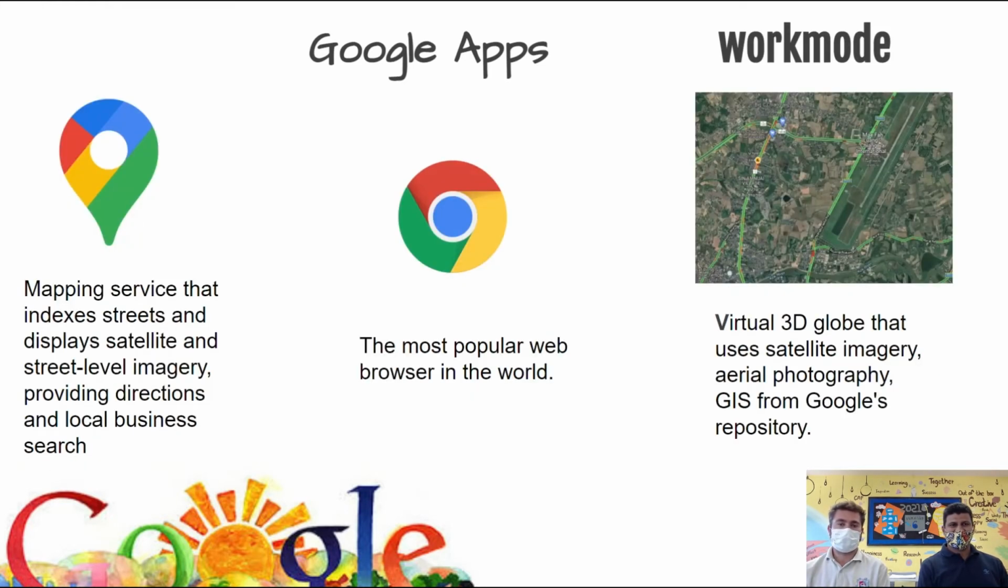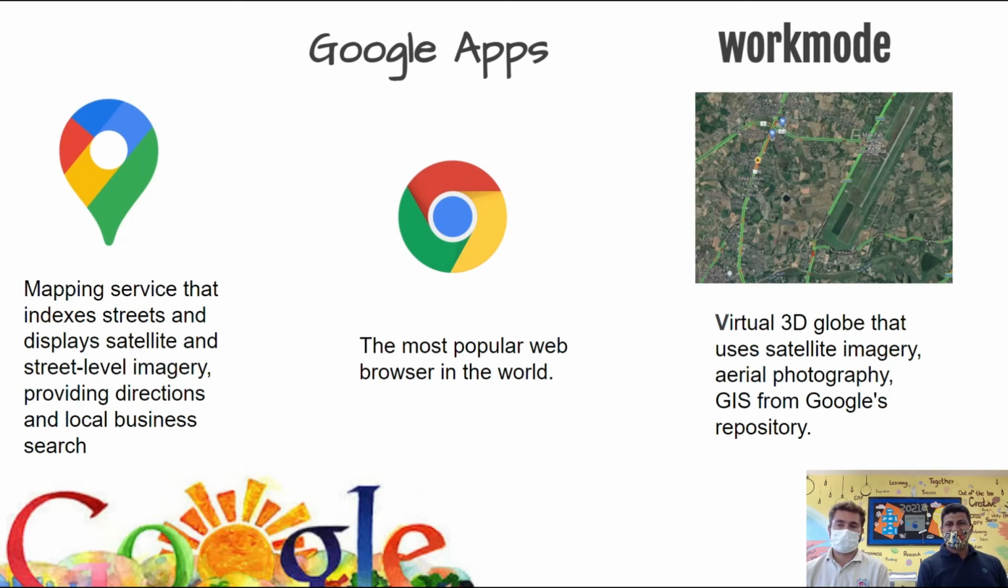Next, we have Google Maps. So it's a mapping service that indexes streets and displays satellite and street level images. It also helps to provide directions, and many times you can search for local businesses on it as well. And then Google Chrome, the most popular web browser in the world, was the most effective compared to Firefox and Internet Explorer. And last, you have the satellite version of Google Maps.